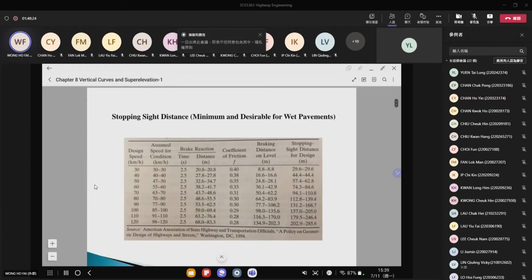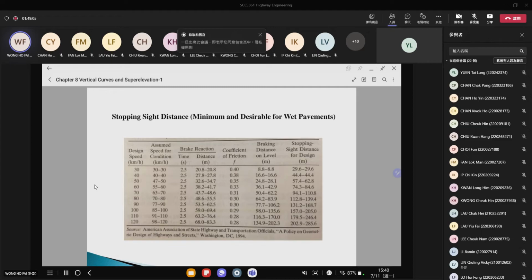Actually, in the code of practice or in the US, they have the so-called stopping sight distance. As I mentioned, it depends on the braking distance and then reaction time. So if the design speed is around 30 km per hour, then the stopping sight distance for design is around 29.6 meters. And then for the speed up to 60, you can see that the stopping sight distance is around 74.3 to 84.8 meters.